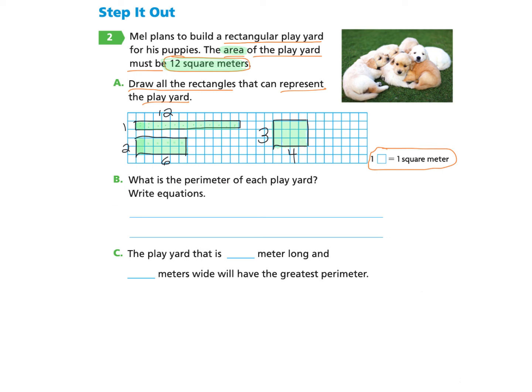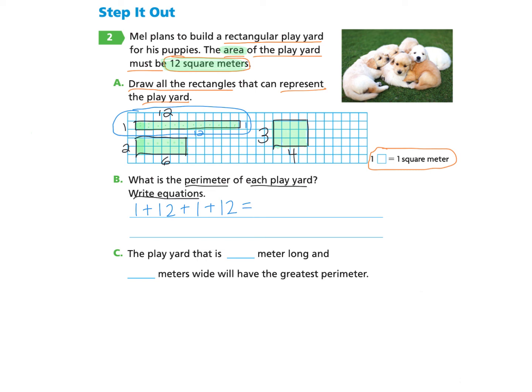Let's take a look at part B. What is the perimeter of each play yard? Write equations. If you would like to pause and try this part on your own, you may do so, or you can choose to follow along with me. I will start with the first rectangle I created, and in knowing that the opposite sides have the same equal length, I will put a 1 here and a 12 here. So I can write 1 plus 12 plus 1 plus 12 to find the perimeter of the first rectangle.